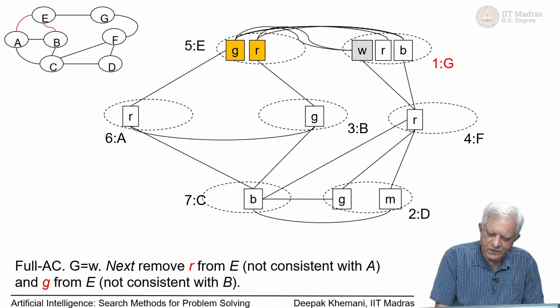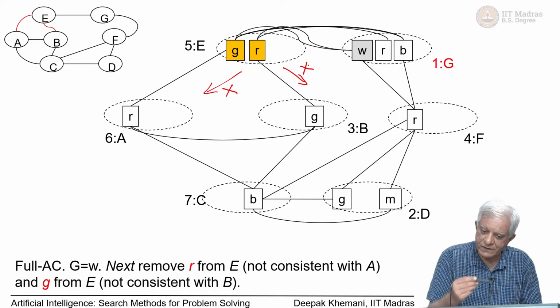Next, you remove r from e because it is not r consistent with respect to a, and you remove g from e because it is not r consistent with respect to b essentially. So, both will go essentially.